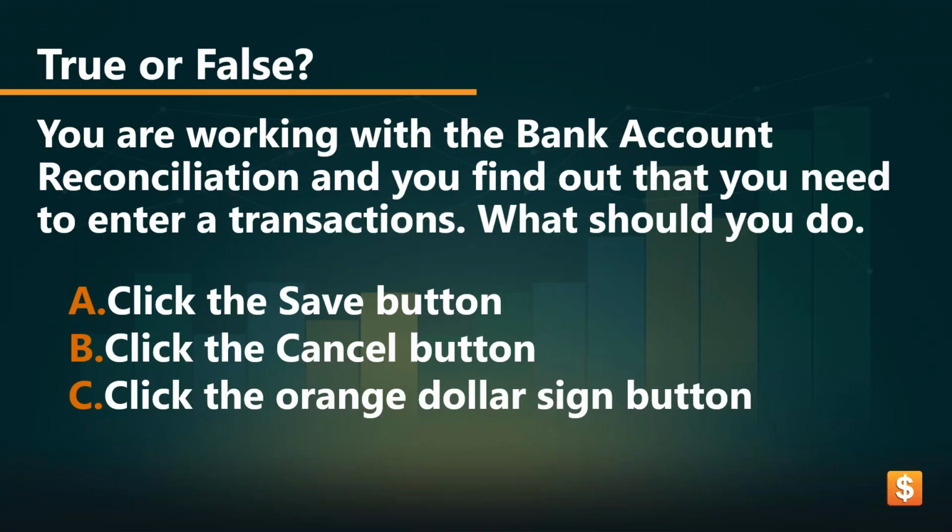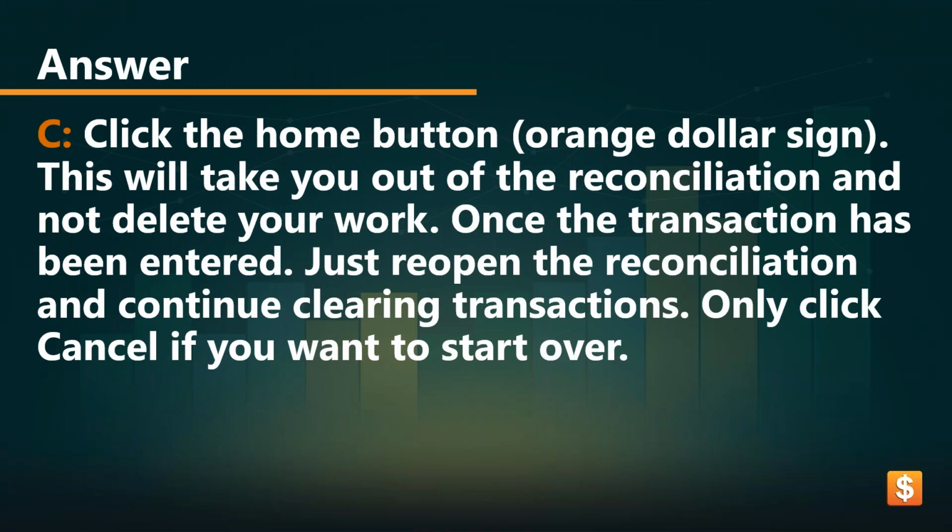Okay, so I'm going to hide the poll and show the answer. And the answer is C. You want to click the home button, the orange dollar sign. This will take you out of the reconciliation, but not delete your work. Once the transaction has been entered, just open the reconciliation and continue clearing your transactions. Please, please, please only click the cancel button if you want to start over.